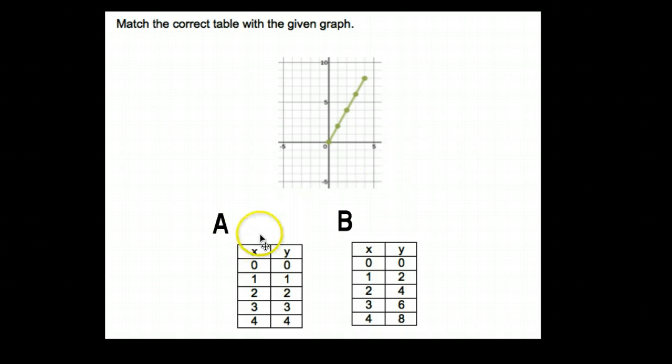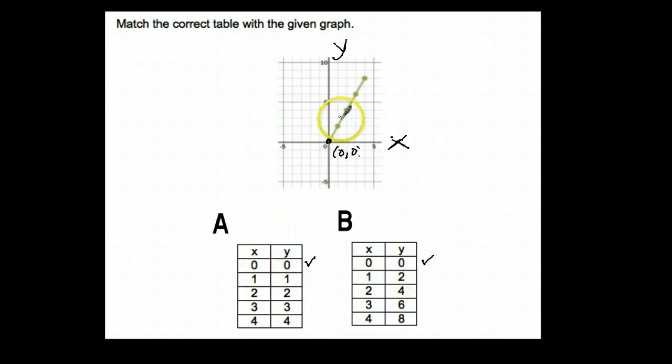So we have two tables here with x and y values, and we know that this is the x-axis and then this is our y-axis. And so we need both of these values in order to plot a point. So I can tell that my first point is at 0, 0. And both of these have the point 0, 0. So they both kind of check out.